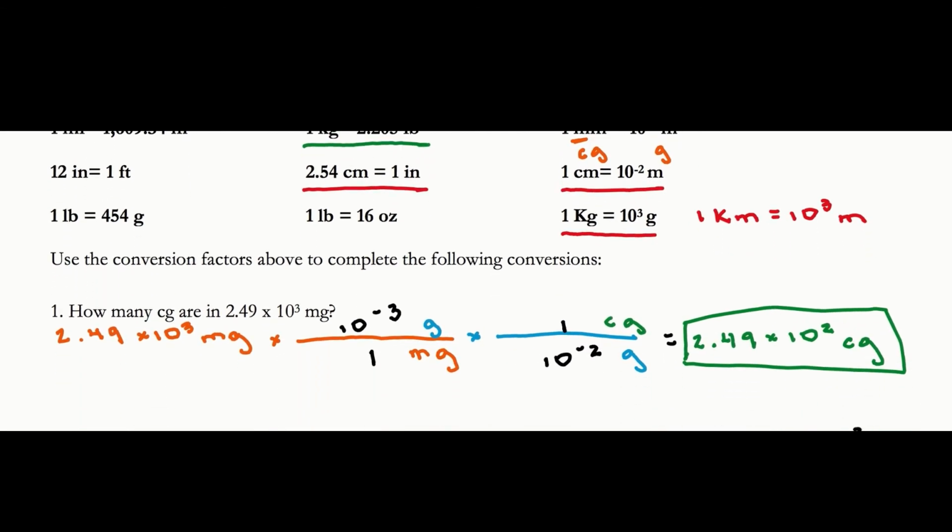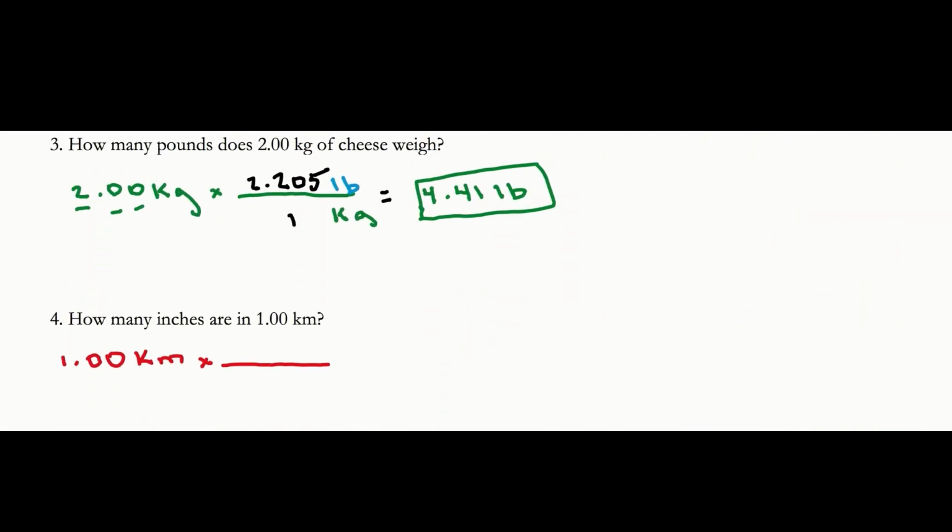So let's do it. I'm going to write out all of the relationships up above just to remind us of them. 1 kilometer equals 10 to the third meters. I also know that 1 centimeter equals 10 to the negative second meters. And the last relationship that I gave you was 2.54 centimeters equals 1 inch. Let's use those and get me into inches.